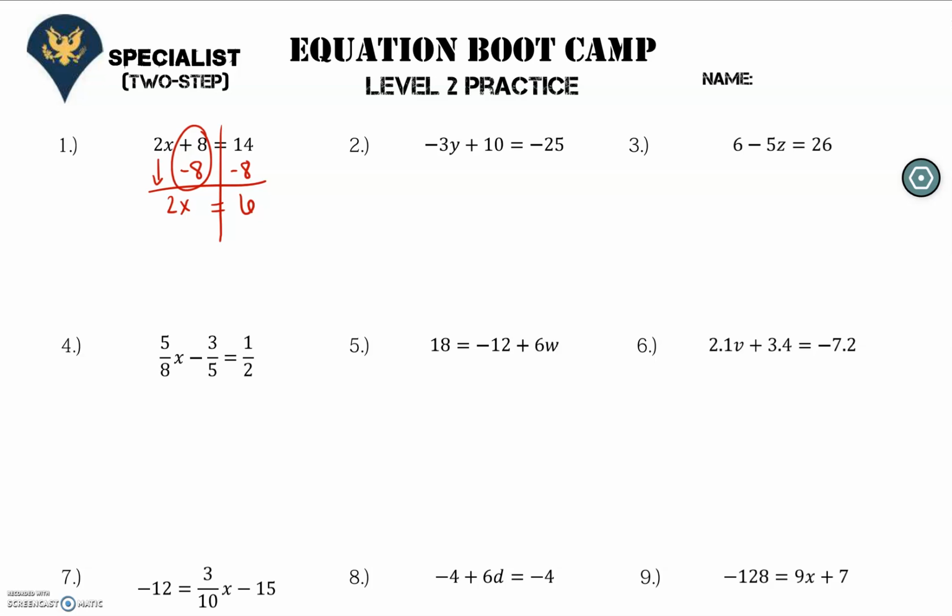Now I have that group by itself, so now I can separate that multiplication and division. 2 times x, the opposite of multiply by 2 would be divide by 2. And dividing by the same number leaves us with a 1, which is what we want. We want that 1 coefficient. So 1x equals 3.